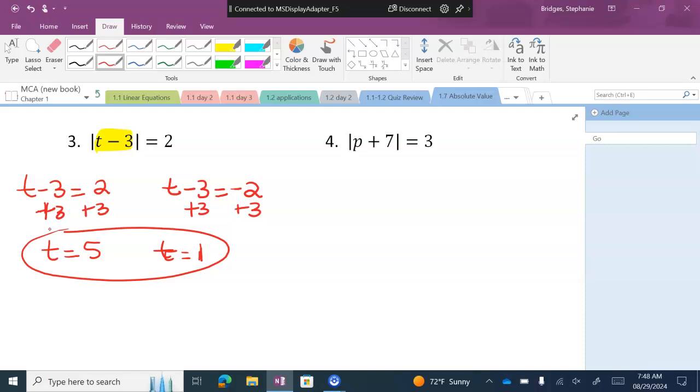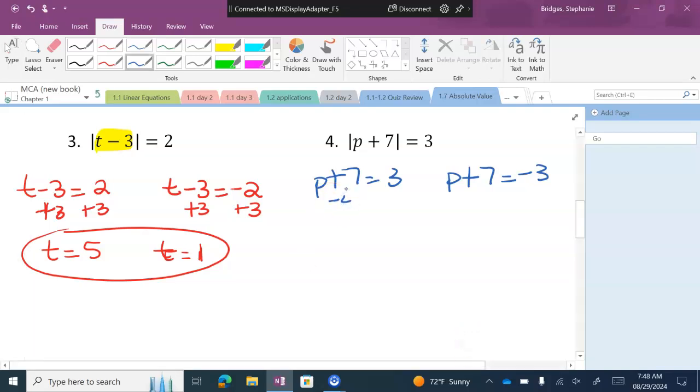Is my absolute value by itself in this one? Is there anything on the outside of it that I need to get rid of? No. So I'm going to take the stuff inside, the p plus 7, and set it equal to 3, and what else should I set it equal to? Negative 3. I need that p plus 7 to have an absolute value of 3, so that can also equal negative 3. And then I just go and solve each one.